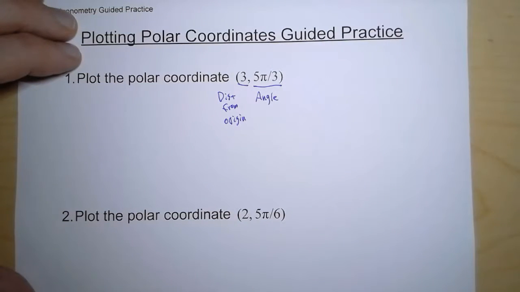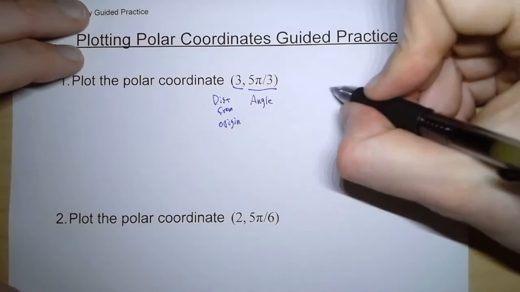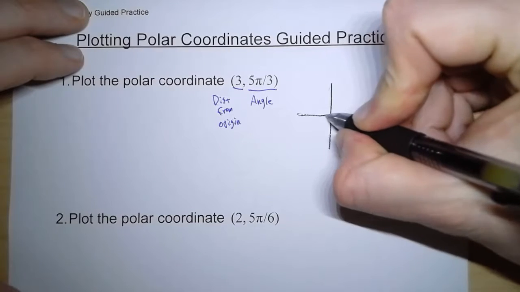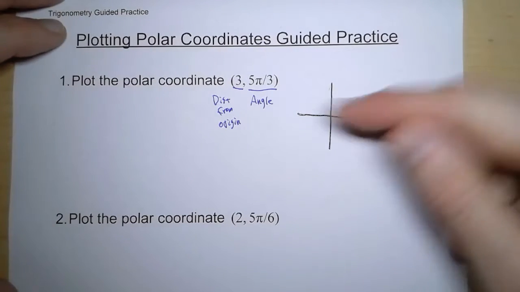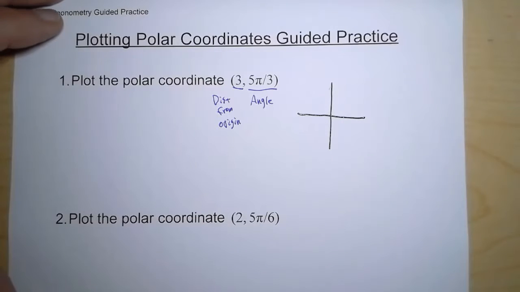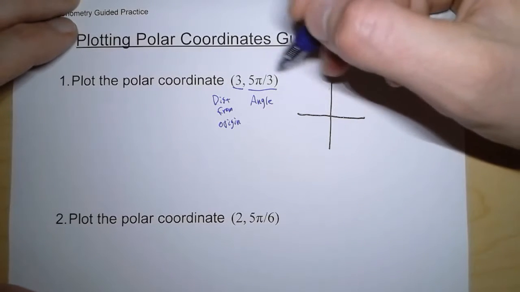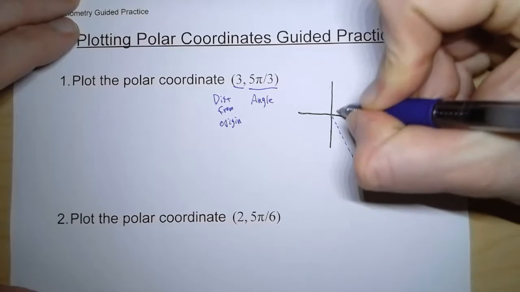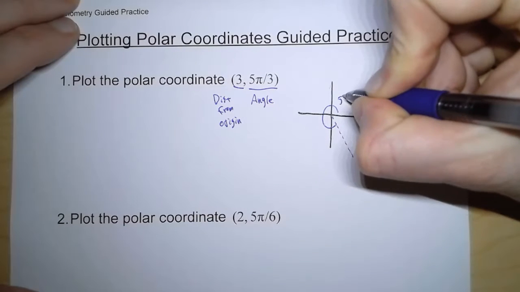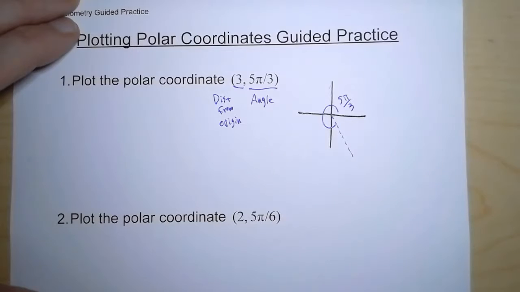So what you want to do first is give yourself an origin, so give yourself an x and a y-axis, but don't label anything. Don't give any increments for x or for y. We're not really dealing with that idea yet. So the next thing is sketch what the angle would be. So 5 pi over 3 is right there. There's 5 pi over 3.